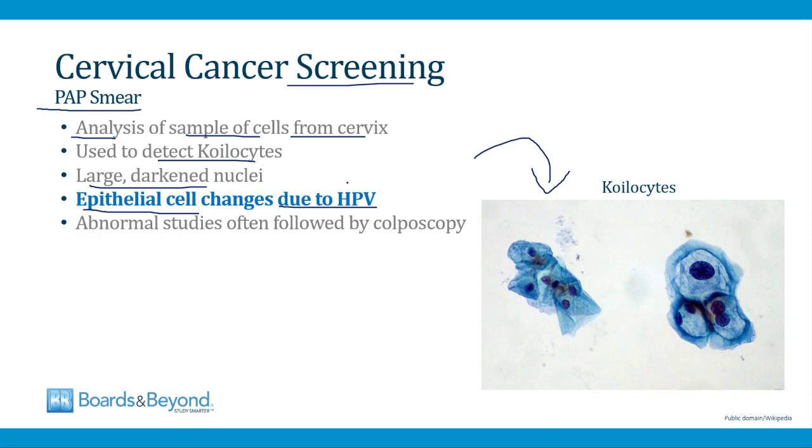So importantly, this is not detecting HPV infection directly. Instead, it's identifying epithelial cell changes caused by HPV infection. And when a Pap smear test is abnormal, it's usually followed up with a colposcopy, which is an examination of the cervix. We'll talk about this in a minute.